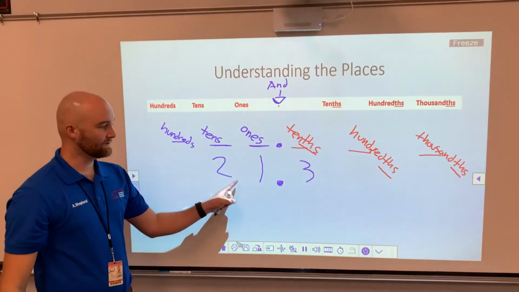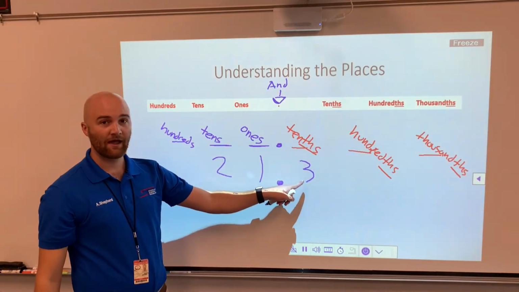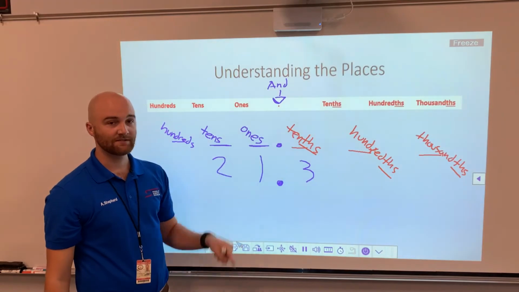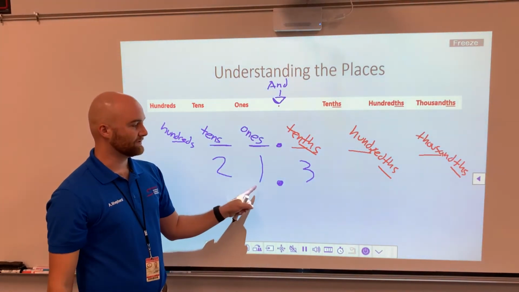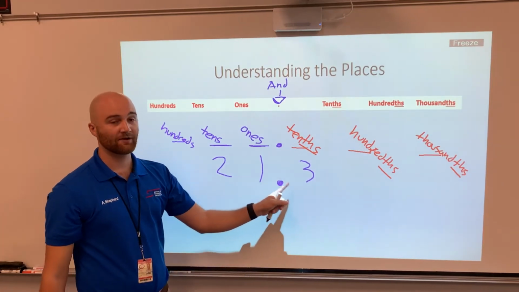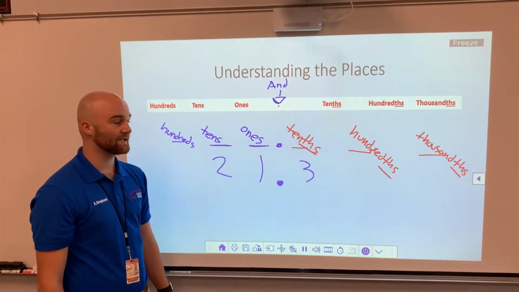So 21, and then I read however much my number is over here, 3, and I look at what place value it's in, the tenths. 21 and 3 tenths. So this one would be written out as 21 and 3 tenths.